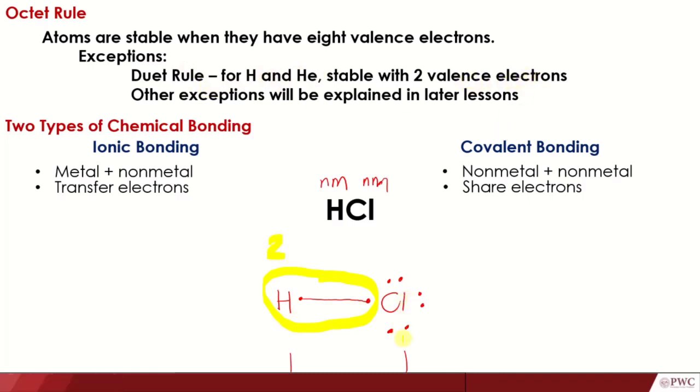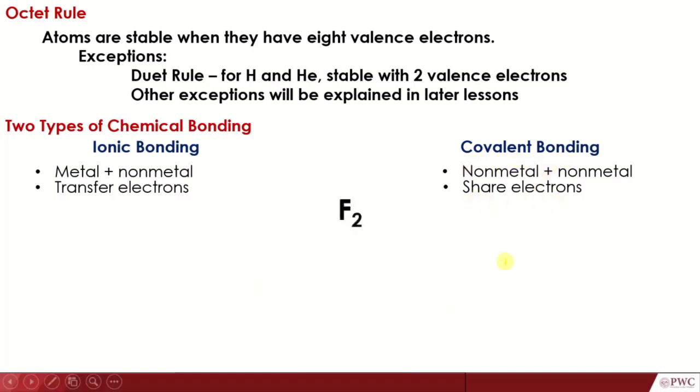Then for Cl, 1, 2, 3, 4, 5, 6, 7, and 8. It also shares this 1 electron from hydrogen, so in this case, it now has 8 valence electrons. After sharing, both of these atoms are now stable. Again, that's 1, 2, 3, 4, 5, 6, 7, 8, and 1, 2. So both of these are now stable. Again, this one is for covalent compounds. They share electrons.